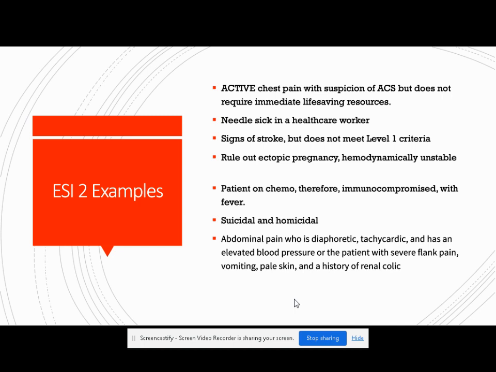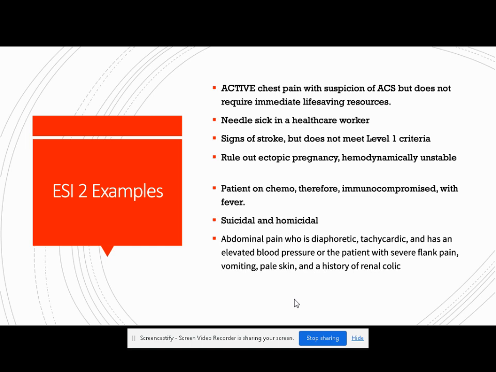Needle stick in a healthcare worker, according to this version, is considered a level 2 situation. Signs of a stroke, but does not need level 1 immediate care. Rule out ectopic pregnancies, so we're looking for hemodynamically unstable patients. Patients on chemo, therefore immunocompromised with fever, suicidal or homicidal situations are at a level 2.